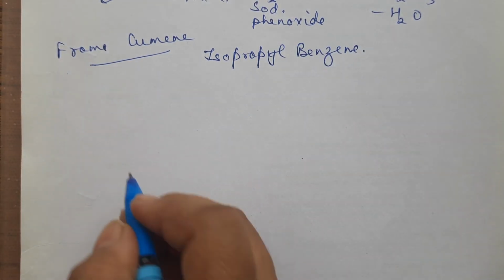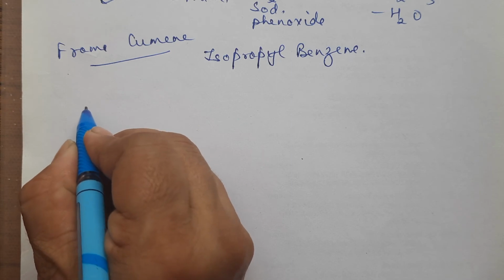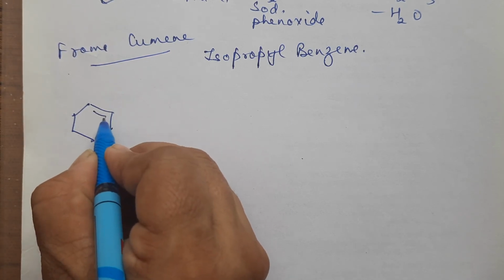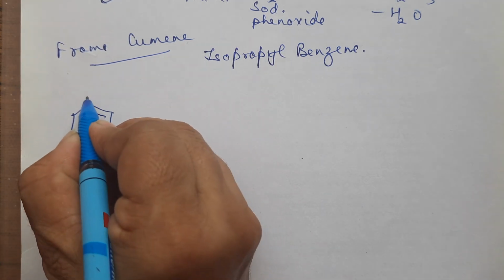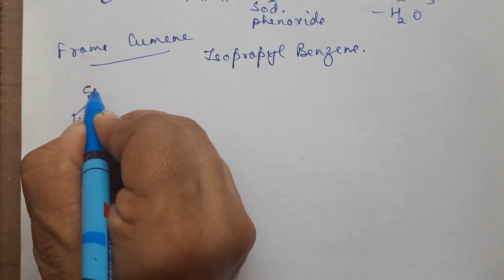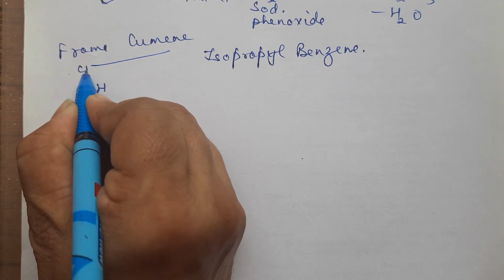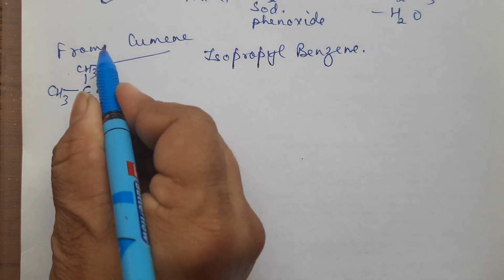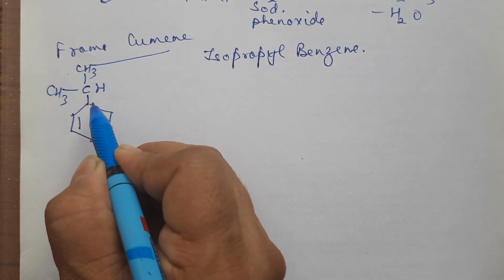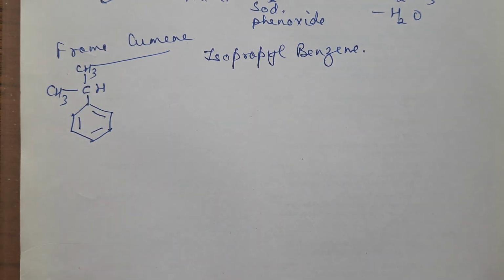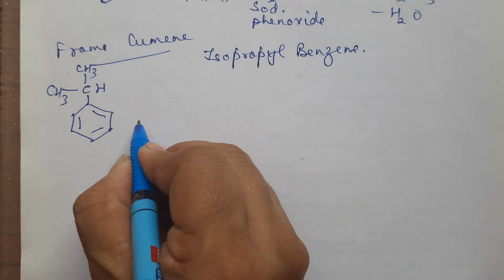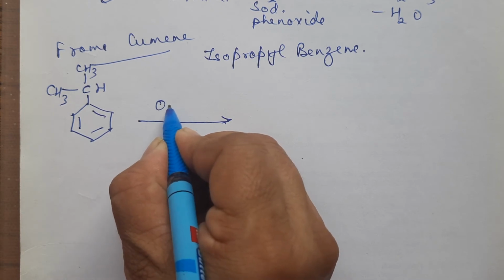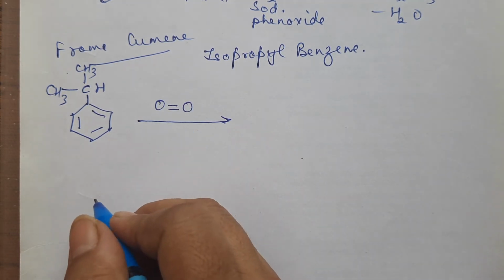Isopropyl benzene. Now if we write down the mechanism, we can understand it very nicely. So what we write is this. What is isopropyl, children? CH, CH3 and CH3. This is the isopropyl radical, attached to benzene. It is isopropyl benzene. Now this is treated with air. Air means oxygen, so I am writing O2 here.